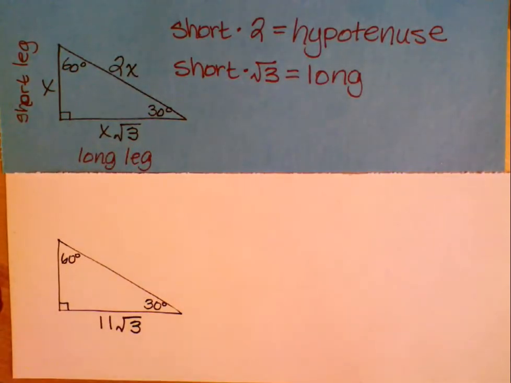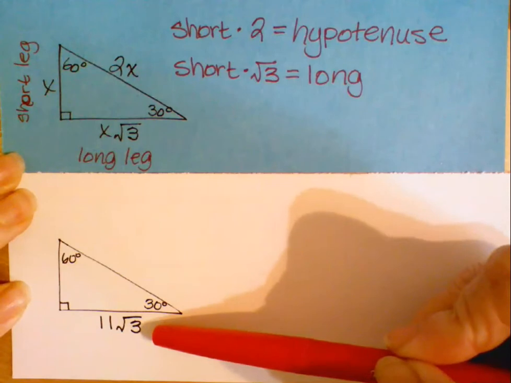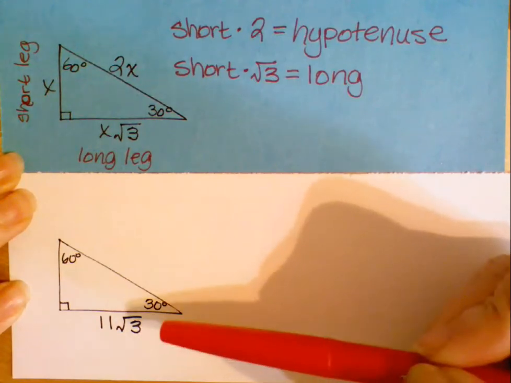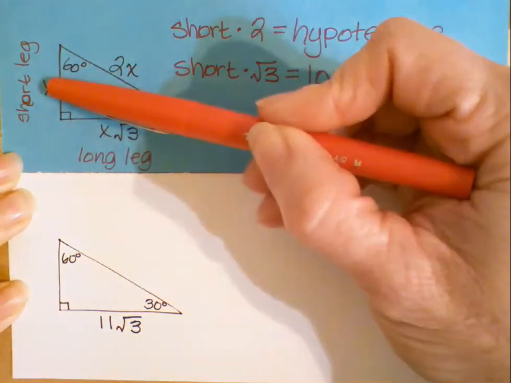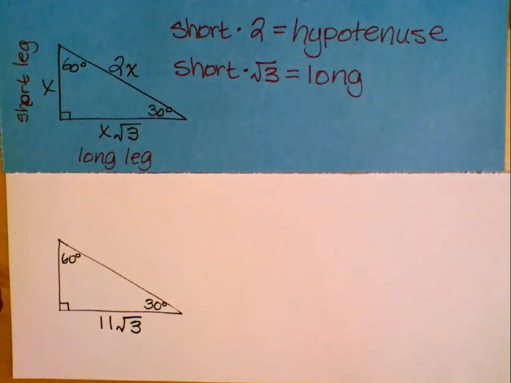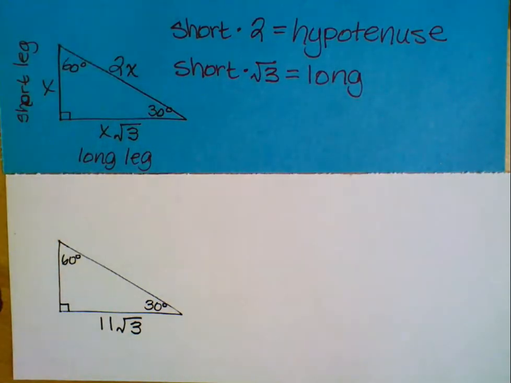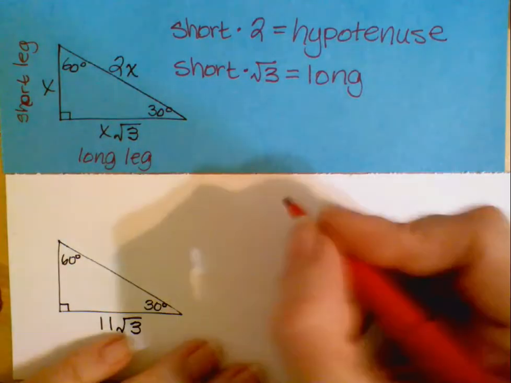Okay, so if we're going through sheer pattern recognition, comparing this x root 3 to this 11 root 3 tells me that x must have a value of 11, which would mean the shorter leg in this case is 11. But that approach doesn't always work because you're not always going to be given a value here on the longer leg that is some number times the square root of 3. So what we do instead is we're going to use this second relationship and use that to determine the length of the shorter leg. So let's look at it algebraically.